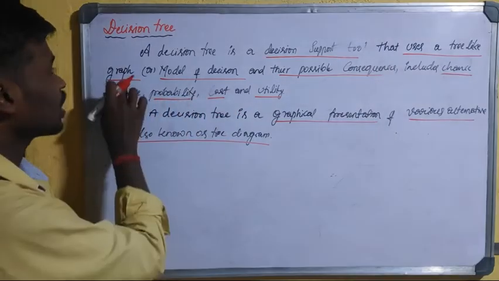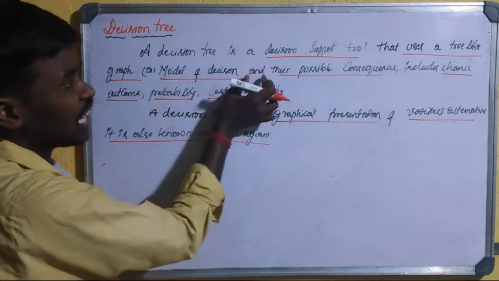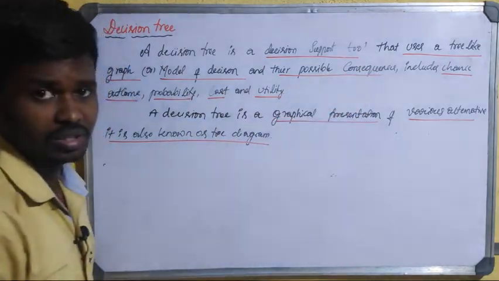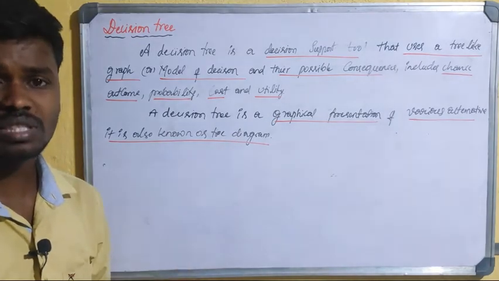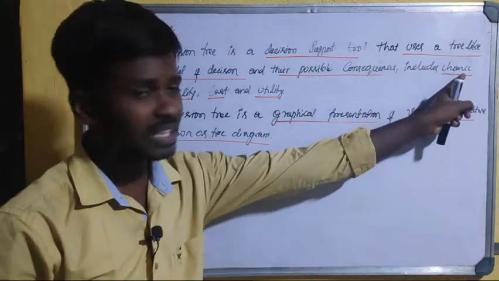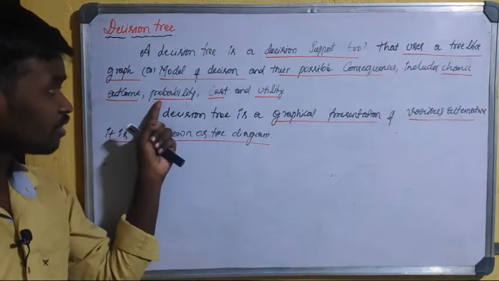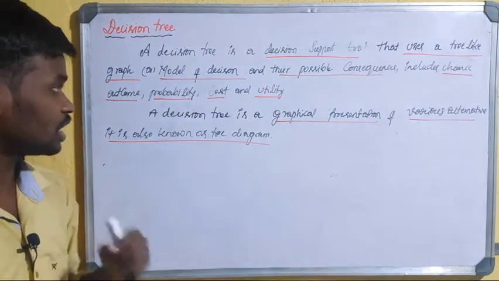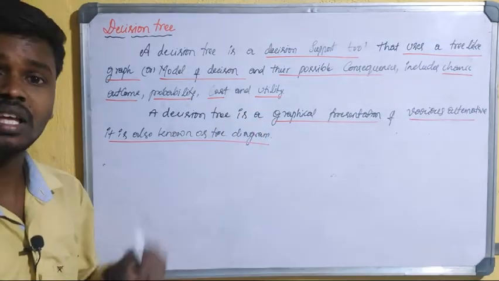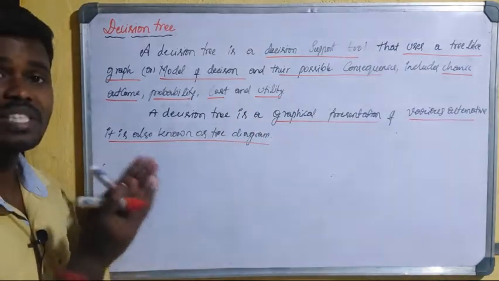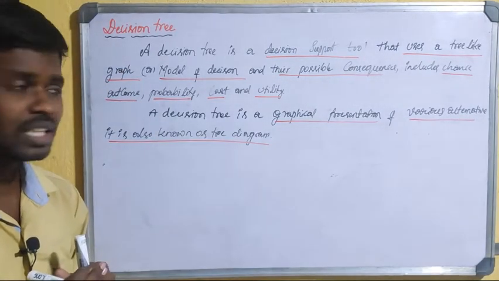It is like a graph, and a decision tree models decisions and their possible consequences. This decision tree is based on certain consequences. Consequences include the various chances of occurrence, the various outcomes and the various probabilities, that is, possibilities, and they include the various cost-related information and their utilities. Based on these consequences, under decision tree analysis we take the necessary decisions.